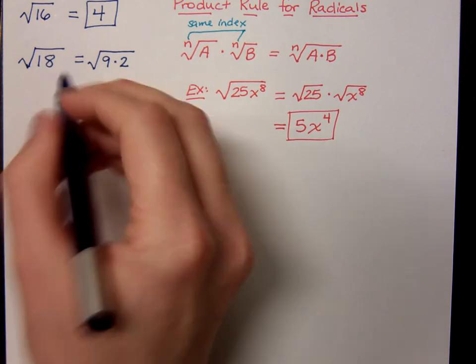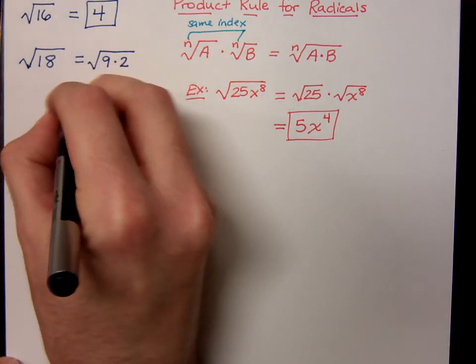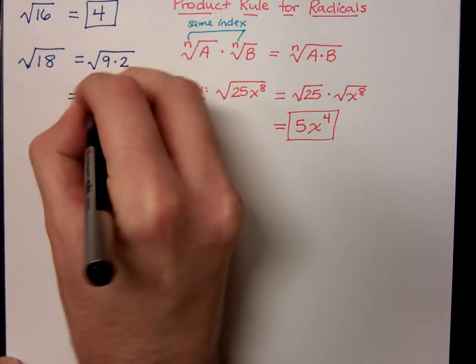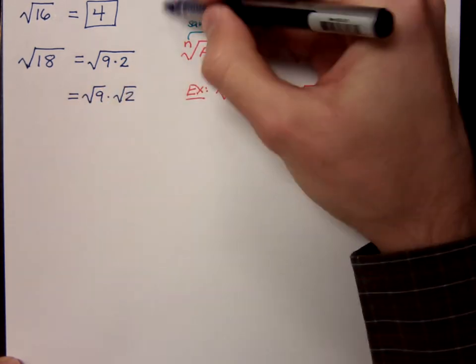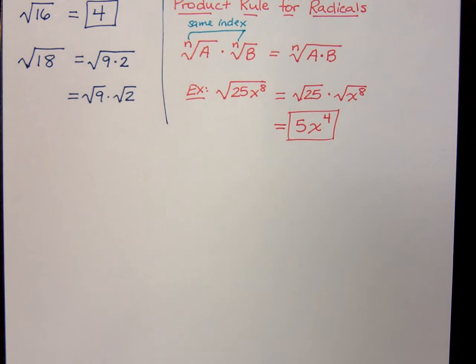Same thing over here with the square root of 18. I can split this up and say the square root of 9 times the square root of 2. What's the purpose of me splitting that up? Because that's what the rule tells us to do. It's what the rule tells us to do, but what's the purpose? What do I get out of it? You guys typically don't ever do anything unless you get something out of it.